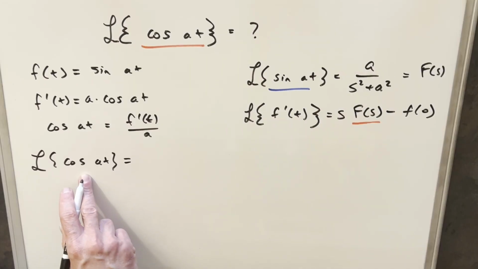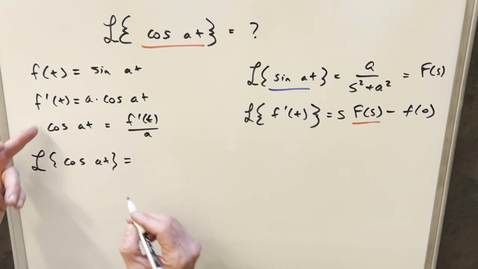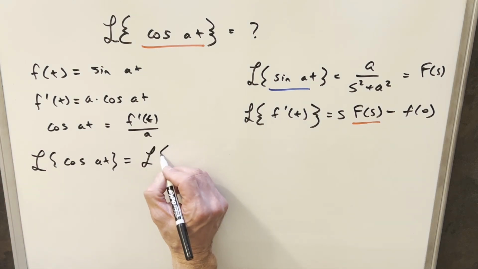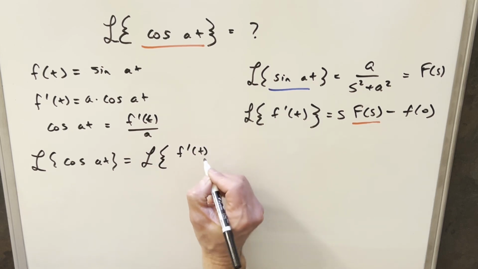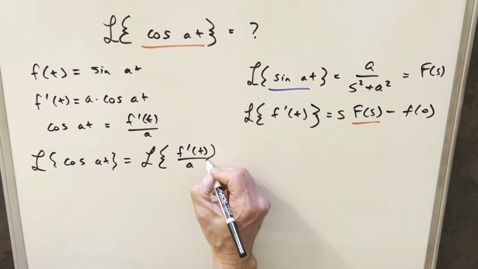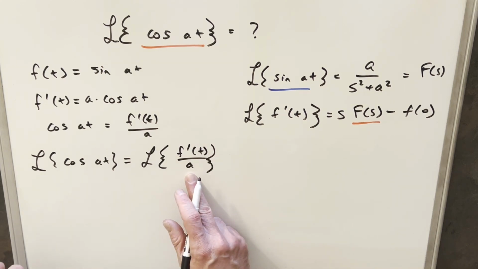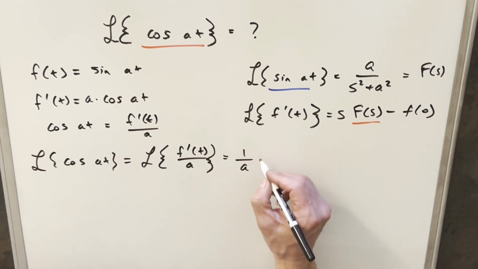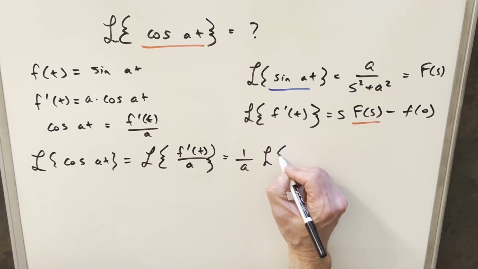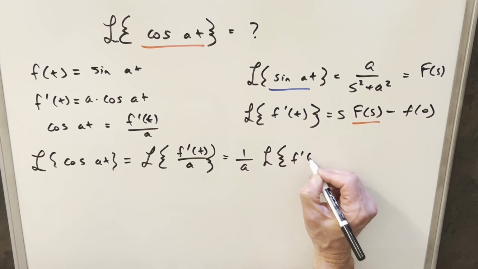Now going ahead with this Laplace transform, we actually have this value for cosine at right here. So we're going to use that and we'll rewrite this like this. So we're going to have f prime of t over a. But now a is just a constant value, and in Laplace transforms, like with integrals, you can always bring a constant out front. So I can rewrite this as 1 over a in front, and this is just going to be our Laplace transform of f prime of t.